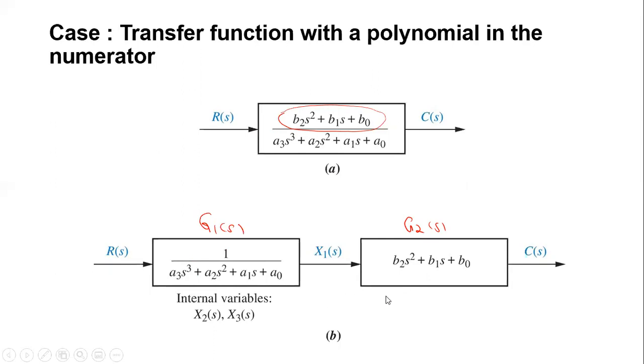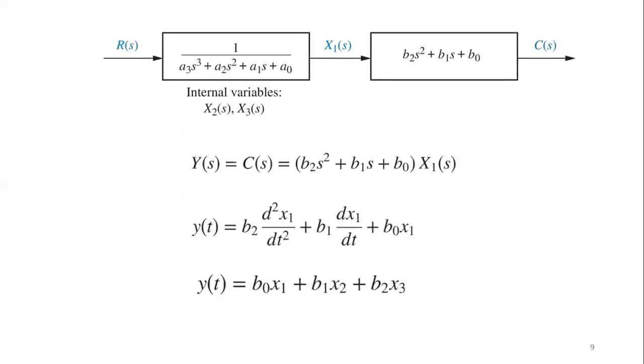So how do we solve for these questions? What we do is we have to do it one by one. So the first one is the output ys is equals to cs here, which is equals to b times x1.